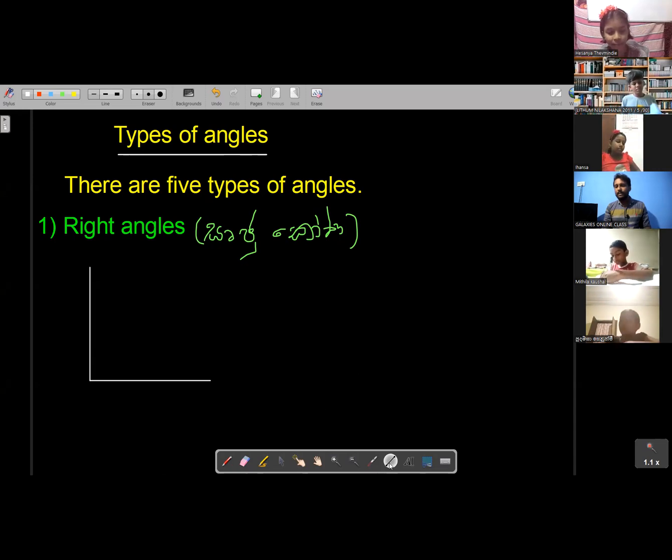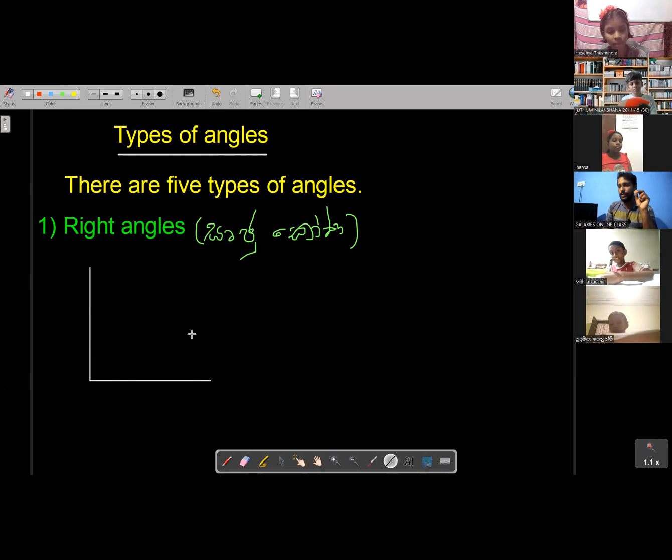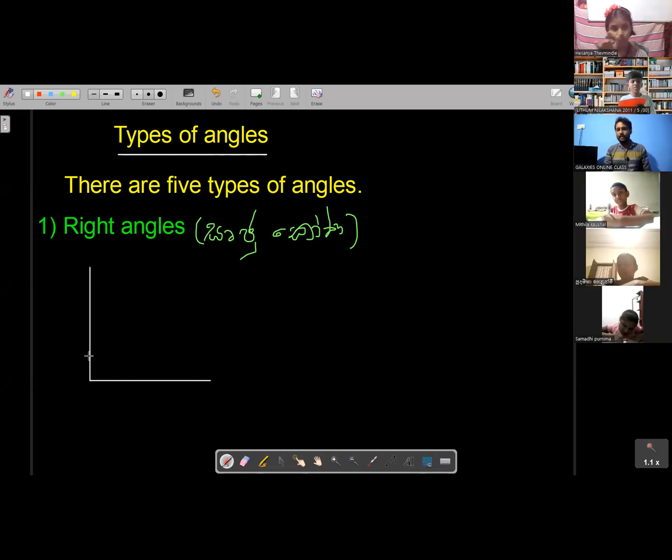So also you remember the special symbol we can use to represent the right angle. Normally we can use to represent the angle like that curved line, no? But to represent the right angle, you can use like that square shape. That's a special method to represent the right angle.